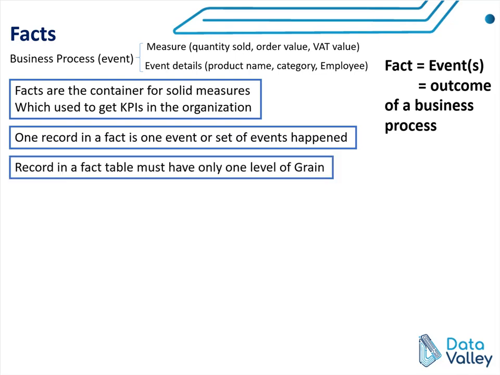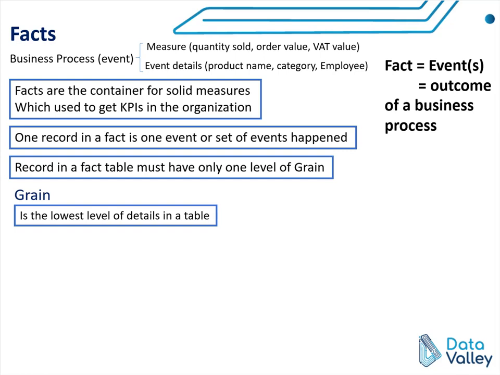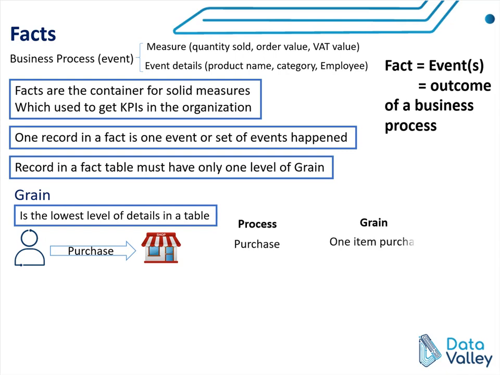Records in a fact table must have one level of grain, or we can say records in a fact table must share the same grain. So what is grain? Grain is the lowest level of details in a table. To understand grain, let's take an example of a customer going to a retail shop to make a purchase. So the process in this case is the purchase process itself. What is the grain? The grain is one item purchase. For example, if a customer purchased 5 items, the lowest level of detail for this purchase process is one item purchase.